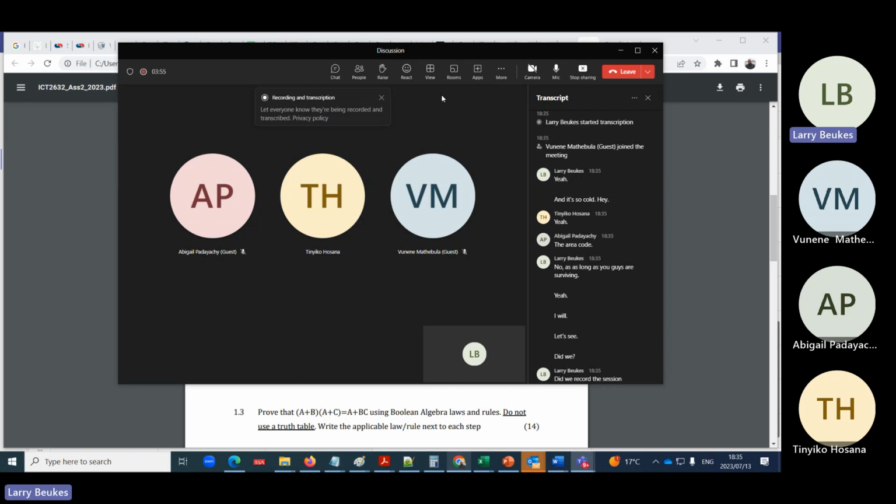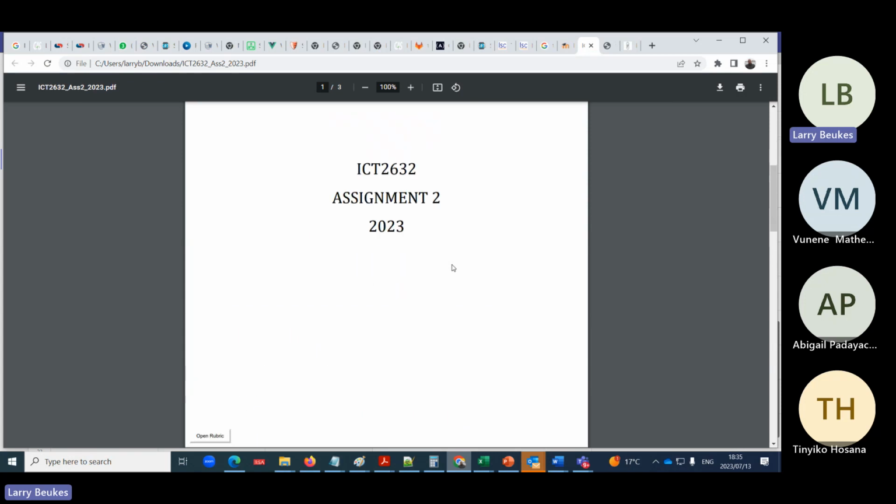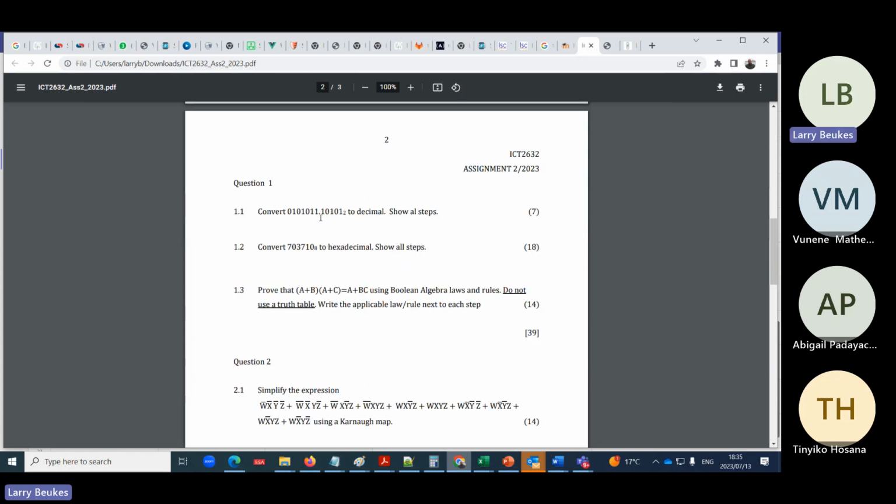Yeah, okay. Great stuff. Okay, so let's just go through this assignment 2. This is basically binary to decimal. You guys know how to do this one. This is octal to hexadecimal. We looked at this, but you must check the marks. You can see the marks is 18 marks, so it wants effort. I'm not gonna comment on it. It wants effort.